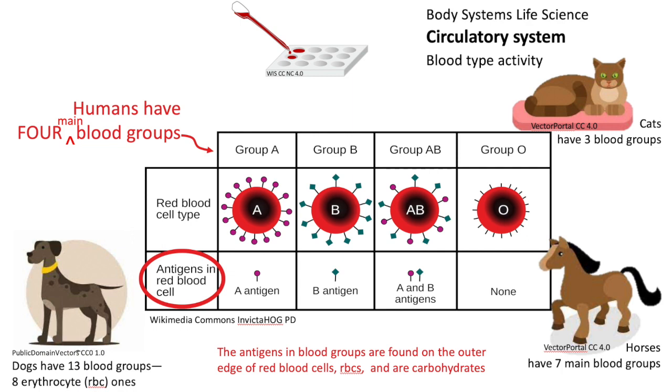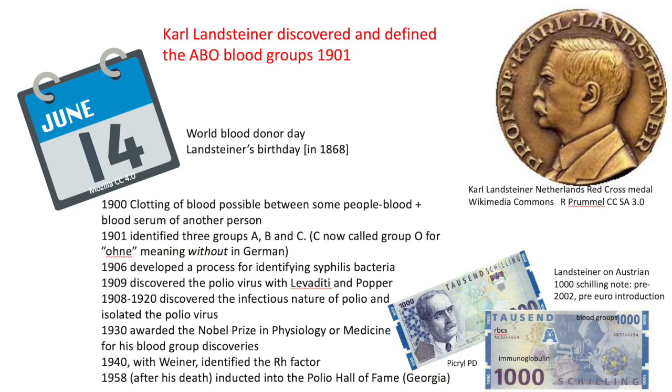Humans have 4 main blood groups, A, B, AB and O, and cats have 3. Dogs have 13, 8 of which are red blood cell based ones, and horses have 7. Sometimes I think you'll see it done as 8. The person who discovered them was Karl Landsteiner, who defined them as the ABO blood groups in 1901, although they were called ABC to begin with, and the O came in later for the German 'ohne', meaning without.